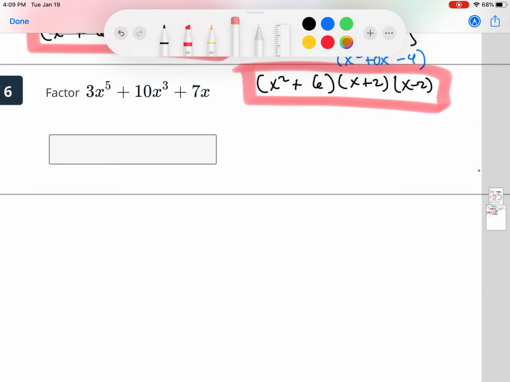Okay, last one. Factor completely. And this is a trinomial. There's 1, 2, 3. Okay, pay attention here. What's half of 5? Is it 3? The answer is no. Which means you can't use X box yet. No X box. Okay. What does that mean? You should always use GCF first.